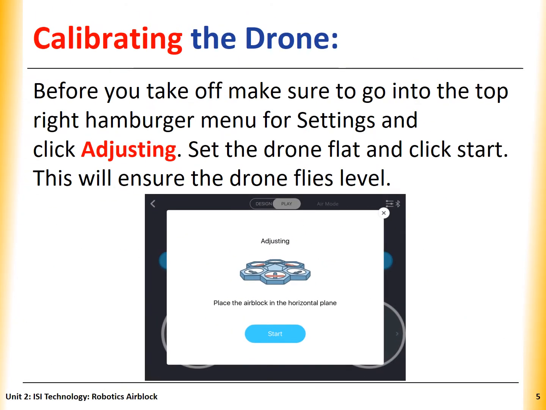Calibrating the drone. This is the first step that we have to do before using our drone. We have to calibrate it. That means adjust it to fly in a proper way. Before you take off, make sure to go into the top right hamburger menu for settings and click adjusting. Set the drone flat and click start. This will ensure the drone flies level. So this is how to calibrate the drone before your first flight.